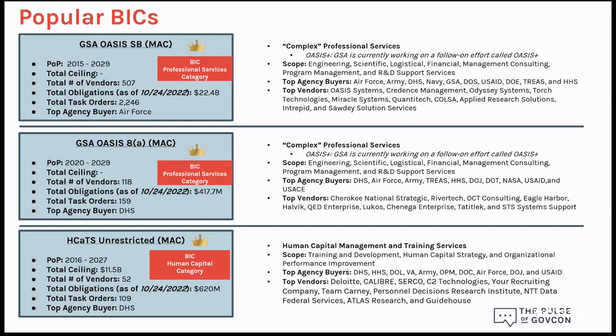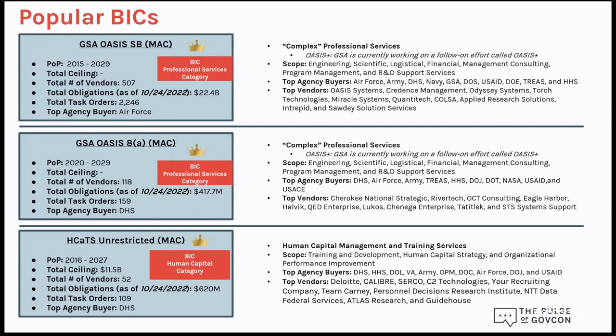Then we talk about the GSA Oasis 8(a) MAC, which was added during COVID to support those quick needs, as well as giving a place to add them. It started in 2020 and is good until 2029, with 118 vendors on it and $417 million spent across it since 2020, with 159 task orders, and Homeland Security being one of the biggest buyers as well. It is worth noting that Oasis did up their ceiling when that happened.